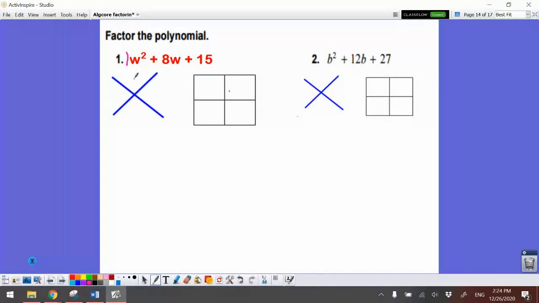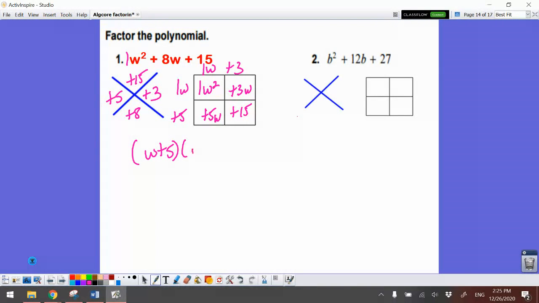Okay, so 1 times 15, 15, positive 8. I know that's going to be a positive 5 and a positive 3. So 1w squared, the plus 15, positive 5w, positive 3w. And I know I can take out the w's, the positive 5, and the positive 3. So my solution: w plus 5, w plus 3.